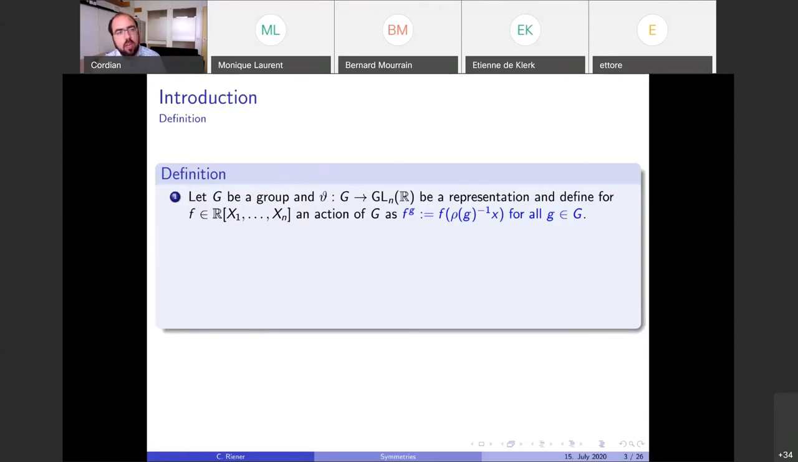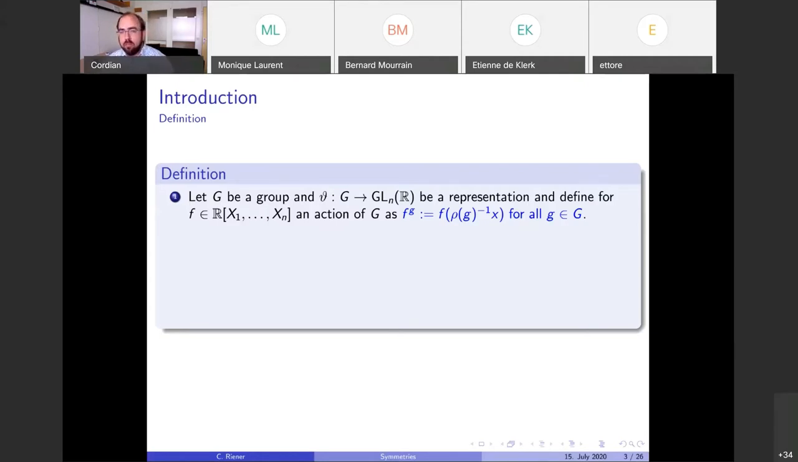Okay, so let us begin with some small definitions that I will be using again throughout the talk. So I have a group and we look at a representation of that group. So this is a group homomorphism that takes the group and maps it into the general linear group over R. So if we choose a basis, it gives me for every group element a matrix that lets the group act on R^n.